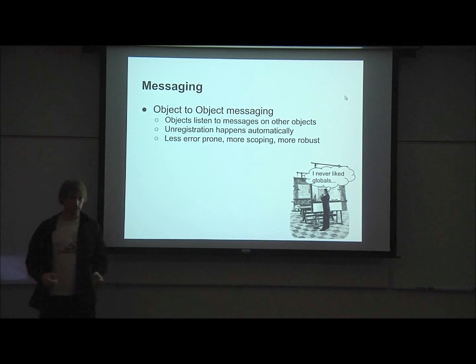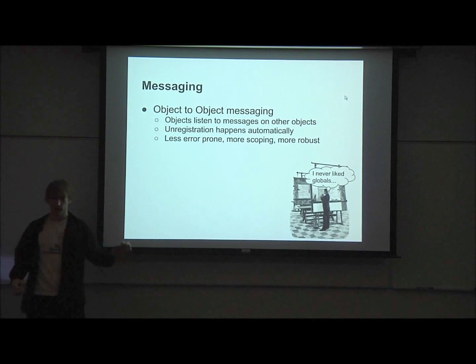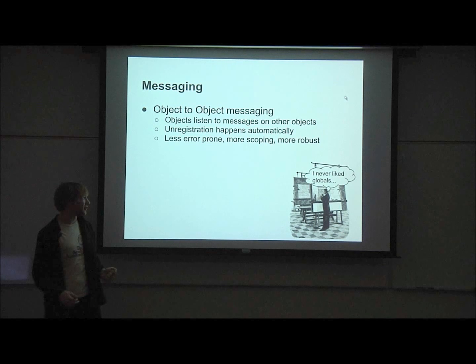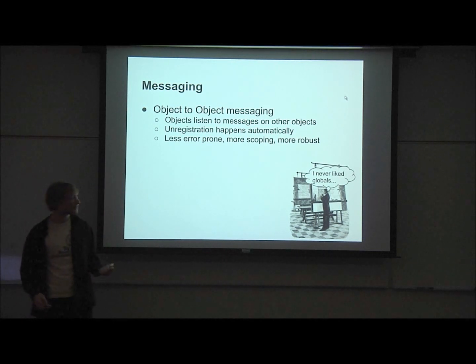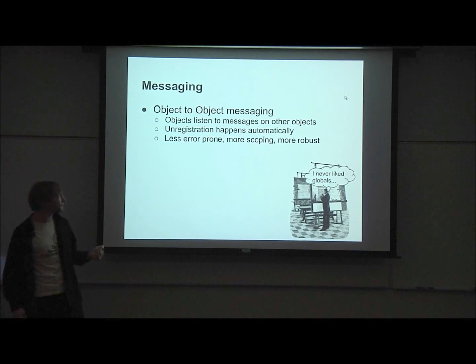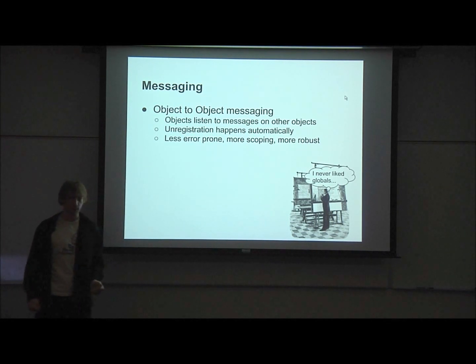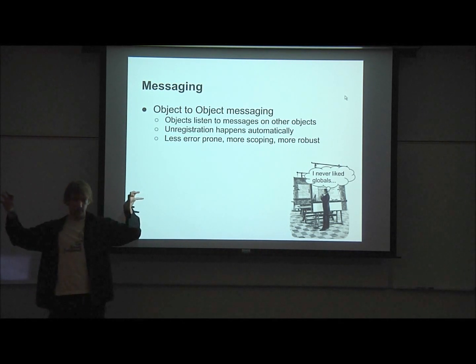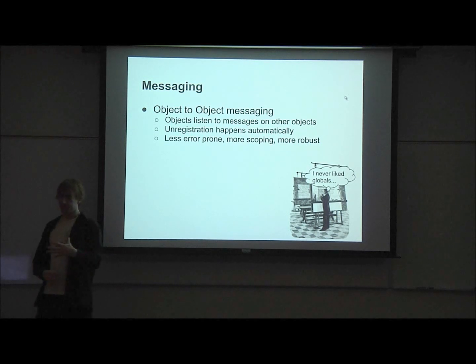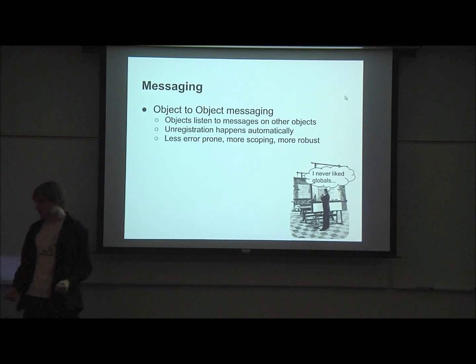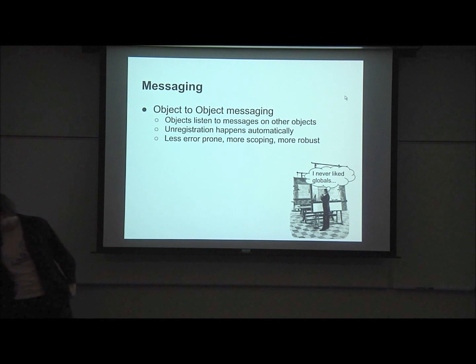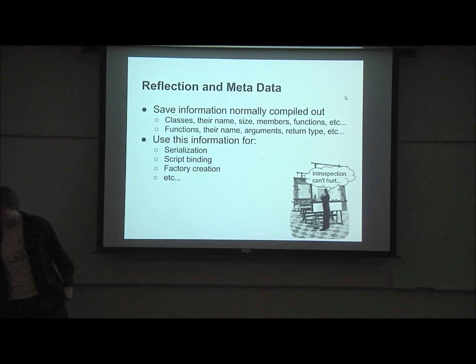This is less error prone because then in the object's destructor, we can automatically remove all messages being sent to or from it. So there's no more manual deregistration. You could have something like this in a global message manager, but it's much more difficult to do. It also adds scoping of messages. So instead of all these messages being global, they're more scoped. It's more robust. I find it works a lot better, especially with script. Once you add a scripting language, this works a lot better.